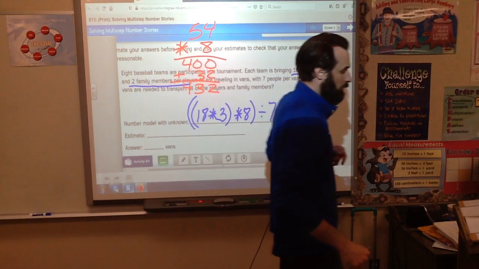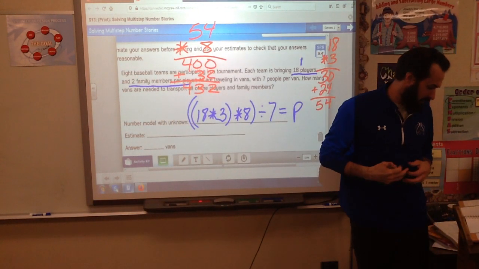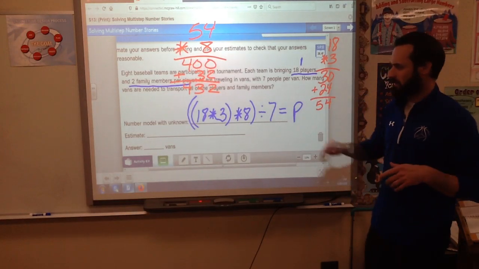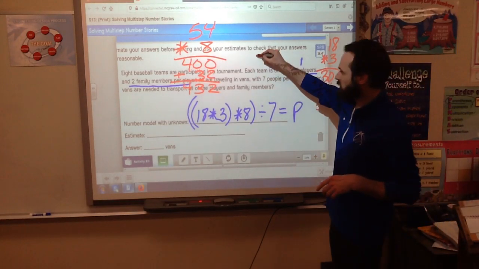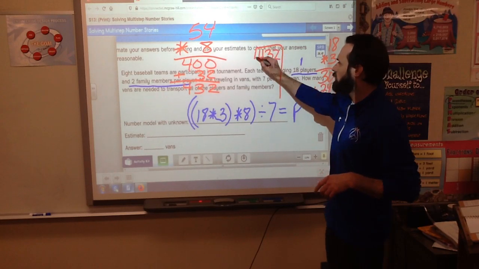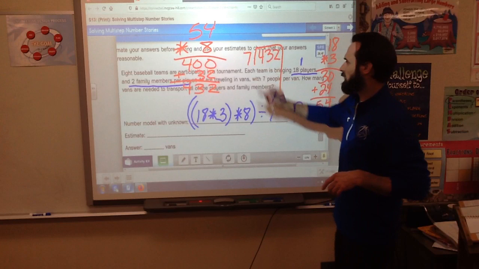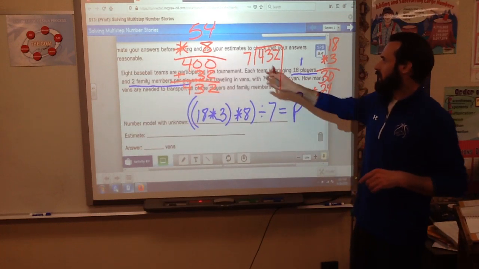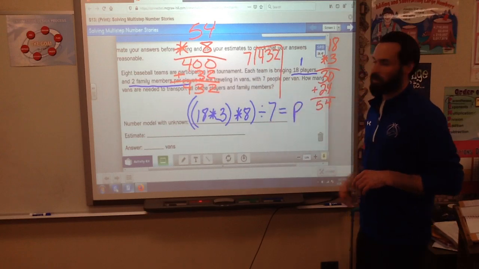total people. But what we need to do after that is we need to divide. I know we're not doing the estimate. I don't really want to do the estimates. We're going to do 432 divided by 7. So what we're looking at here is what times 7 can get me close to 42.